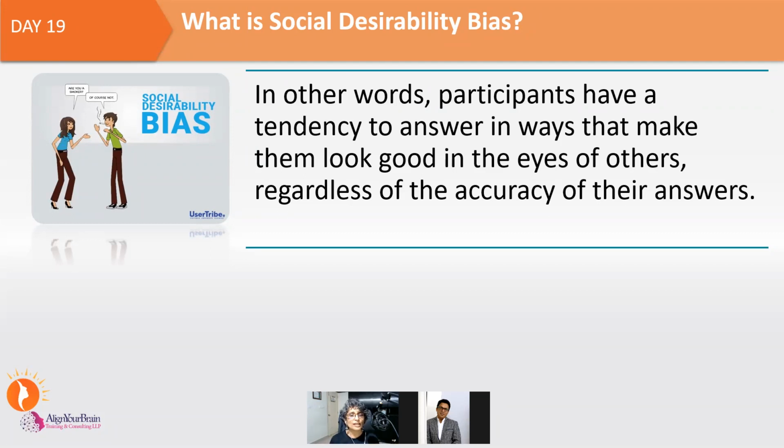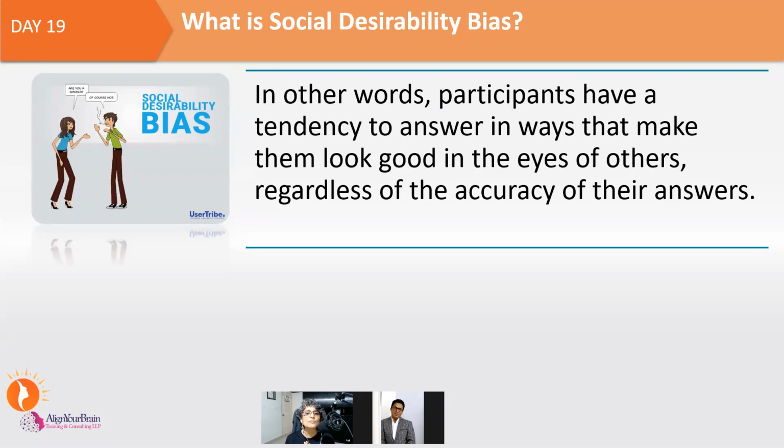Especially on digital platforms today, there'll be a lot of surveys. Suddenly you go into a certain platform, and there'll be a survey you need to take to rate it: good, bad, ugly, whatever. And especially in these kinds of surveys, participants have a tendency to answer in ways that make them look good in the eyes of others, regardless of the accuracy of their answers. They're not really bothered about being honest, but about whether they are in the good books of others. And here's where the social desirability bias comes into the picture. Like that picture says, "No, no, no, I'm not smoking," but you're actually smoking.